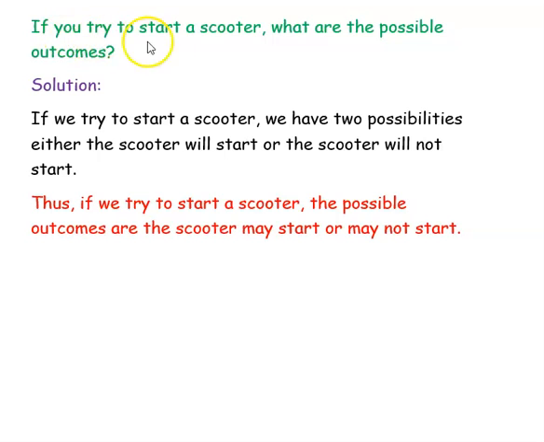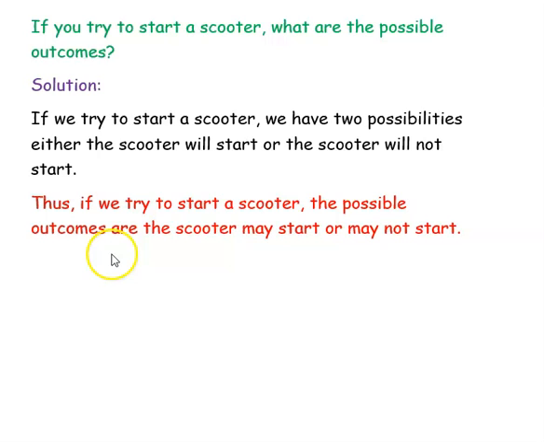Next question is, if you try to start a scooter, what are the possible outcomes? So solution. If you try to start a scooter, we have 2 possibilities. Either the scooter will start or the scooter will not start. So thus, if we try to start a scooter, the possible outcomes are the scooter may start or may not start. So only 2 possible outcomes.